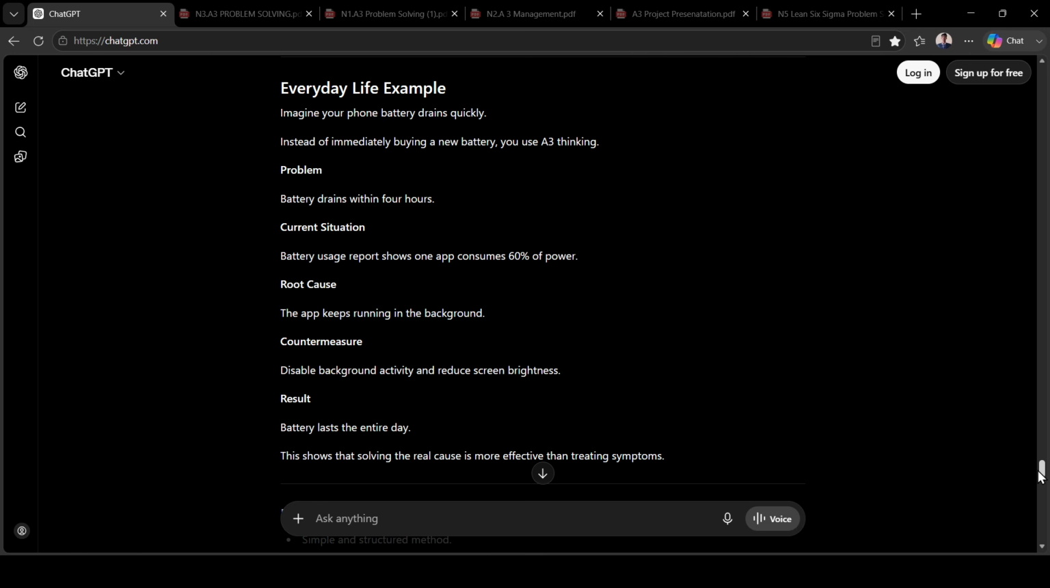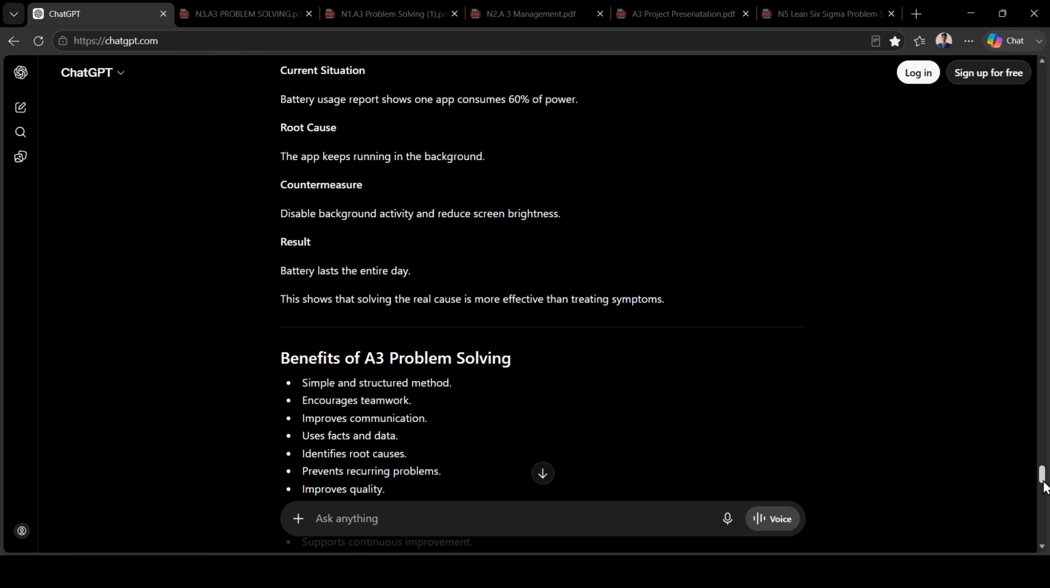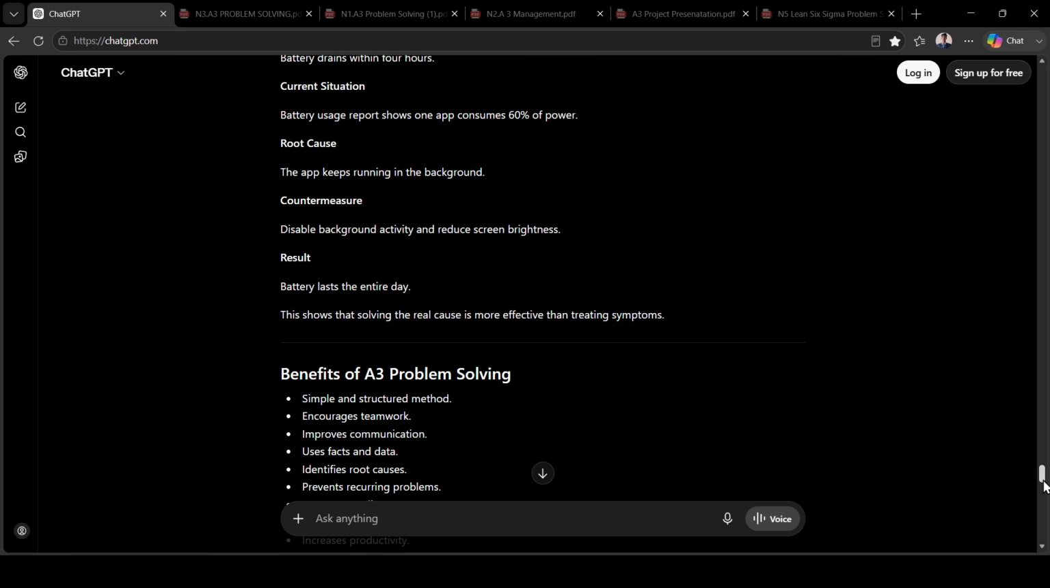Current situation: the battery usage report shows one app consumes 60% of your power. Root cause: the app keeps running in the background. Countermeasures: disable the background activity and reduce screen brightness. Results: the battery lasts the entire day. This shows that solving the real cause is more effective than treating symptoms.